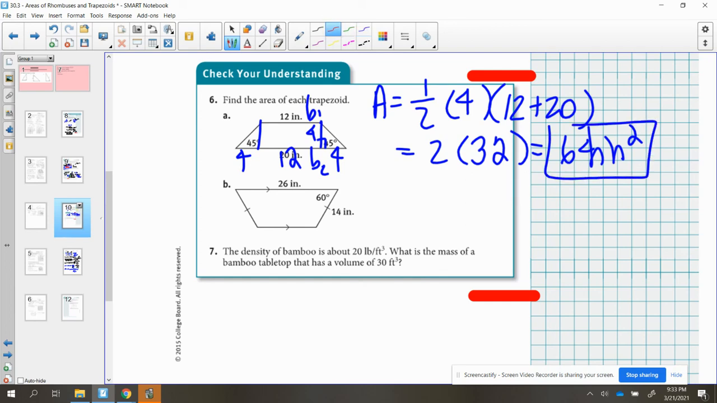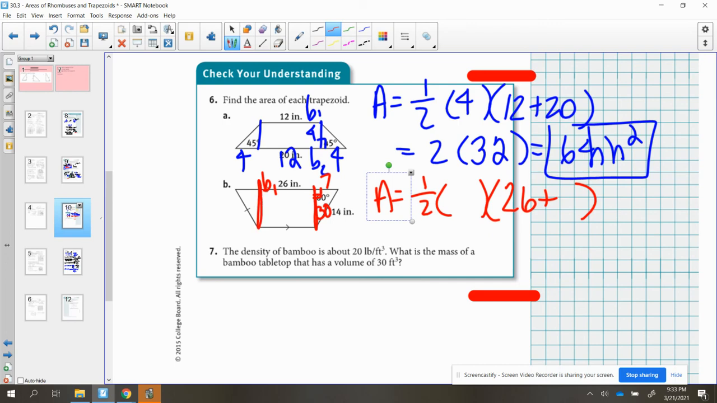Last example for the day. This one's a little bit different because we only have one of our two bases. So as we start plugging this in, we don't have the height, and we only have one base is 26 to start. Now, this is a 30, 60, 90, and notice the side across from the 90 is the 14, so which means the side across from the 30 is half of that, so 7.